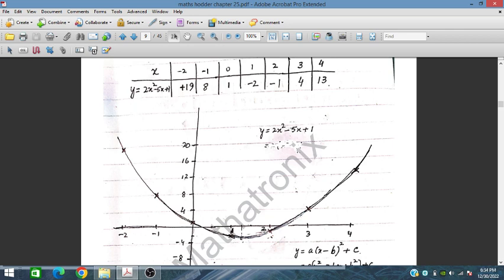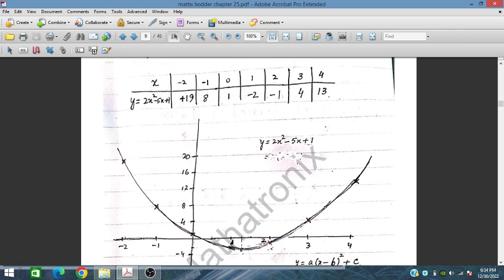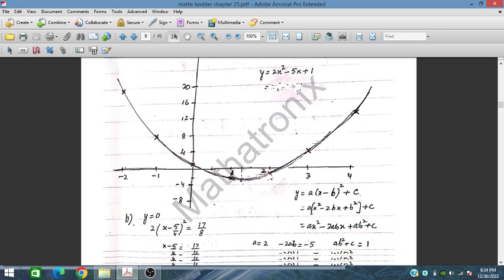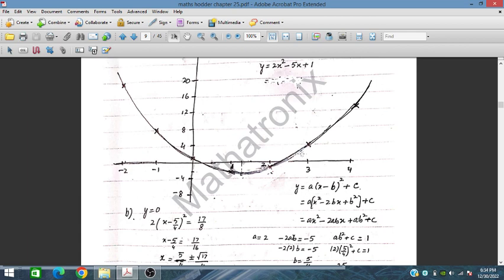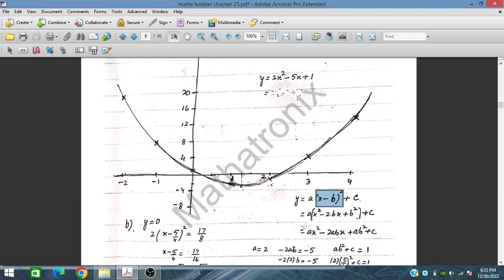We can see from this graph y is equal to 2x square minus 5x plus 1. So we can equate it to a(x minus b) whole square plus c. Opening this square in the bracket, we have ax square minus 2abx plus ab square plus c.